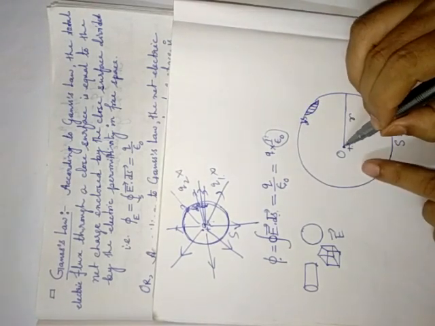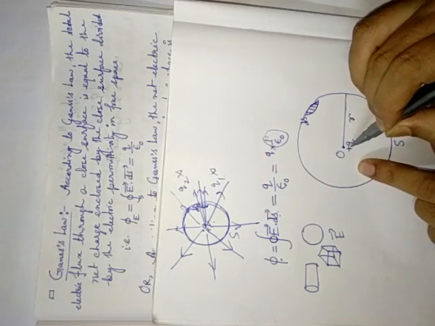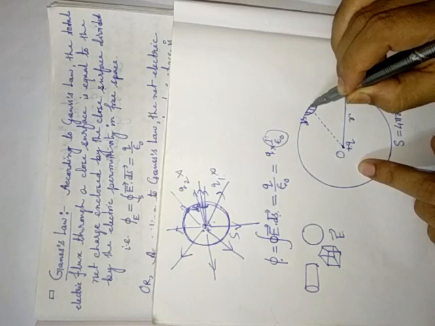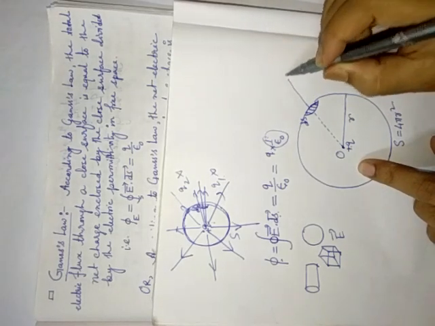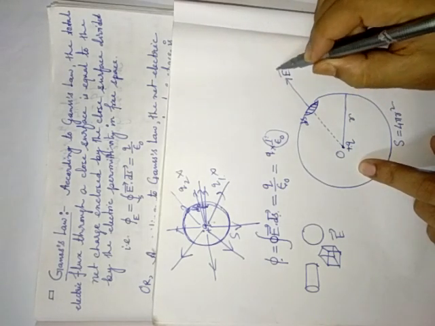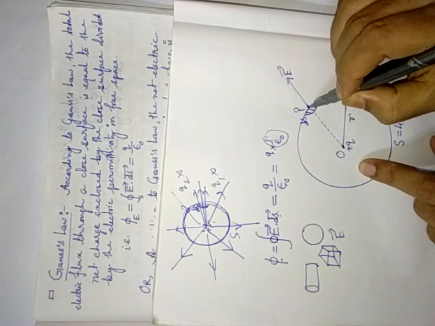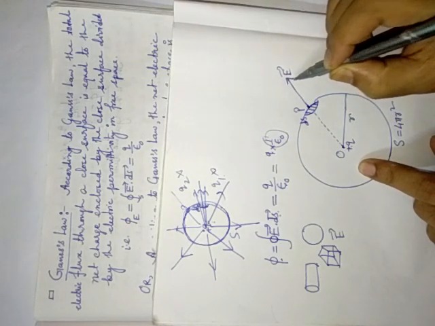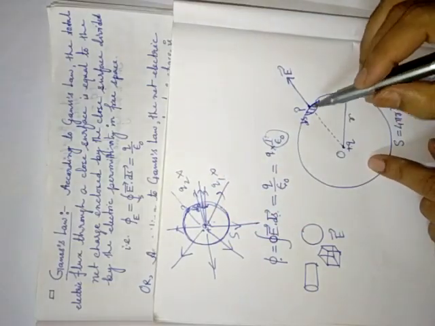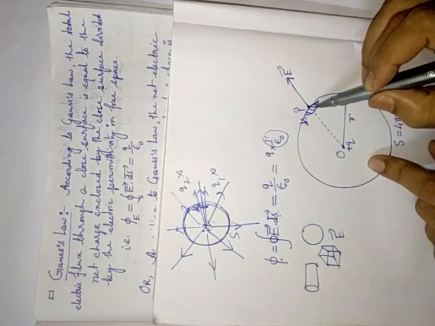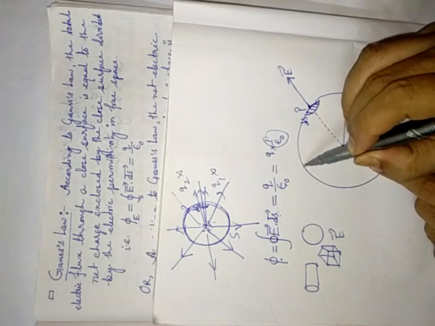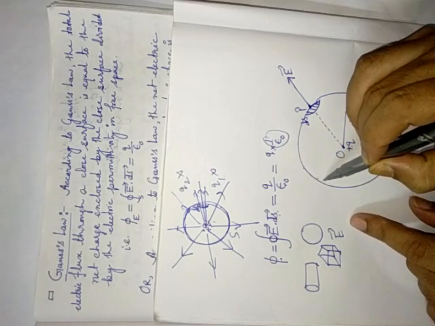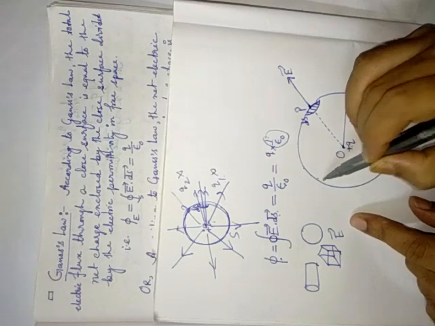Now see, since this is a positive point charge, the electric field lines will go radially outward. Suppose the electric field intensity is E vector. That means if you consider this point P, the electric field intensity at this point is E vector. And one thing I would like to tell you: at every point on the Gaussian surface, the electric field intensity magnitude is the same, but directions are different.